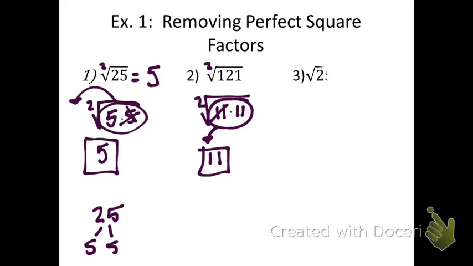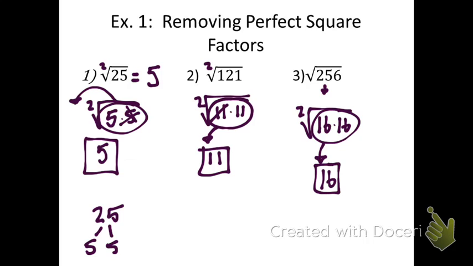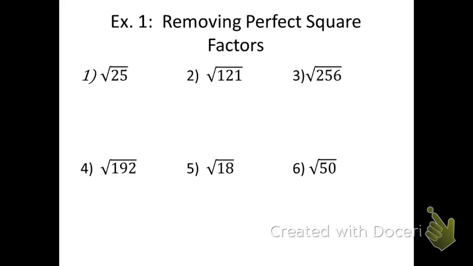Number 3, 256. Again, like I told you before, you need to factor out first. We know the factors of this could be 16 times 16. So that's the square root of 16 times 16. Group them up in groups of 2 because the index is 2, so your answer is 16 because one of the 16s doesn't make it out. Okay? Continuing on to number 4.